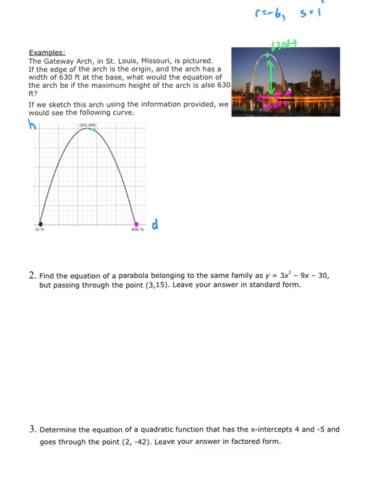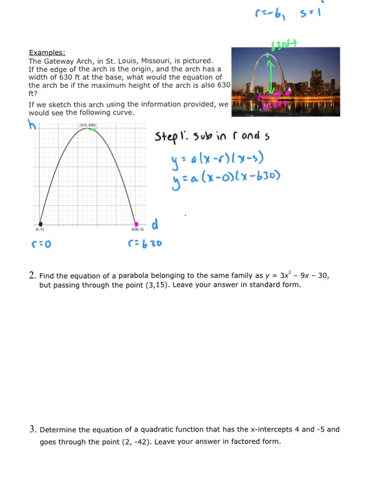So we are going to use the information from this graph to actually determine the equation of this parabola. So step 1, we are going to use the x-intercepts to substitute in r and s into the equation. So here the first x-intercept is 0 and the second one is 630. So I will say r is equal to 0 and s is equal to 630. The general equation is a, x minus r, x minus s. So I don't know a, so I'm going to leave it as a, and I'm going to substitute in 0 for r and 630 for s.